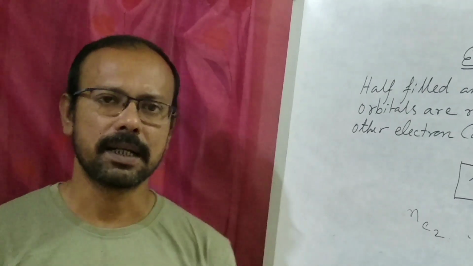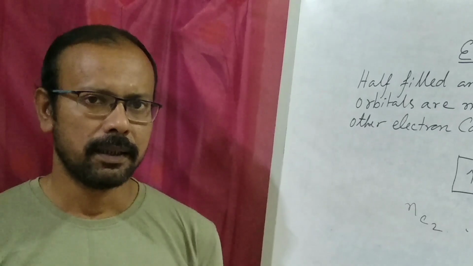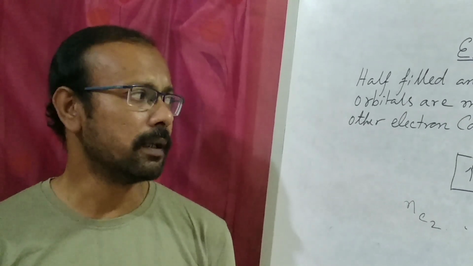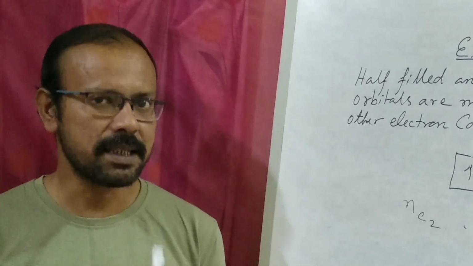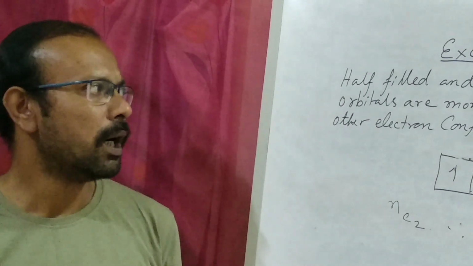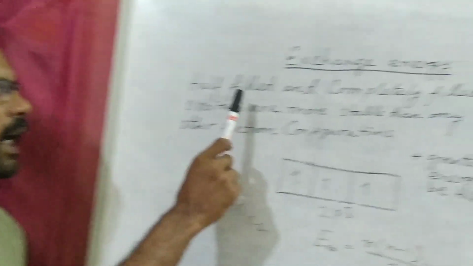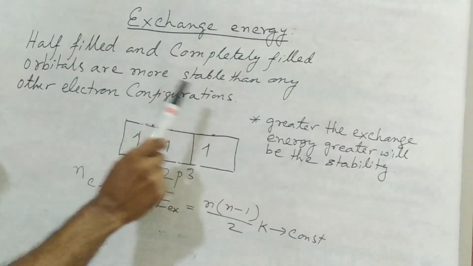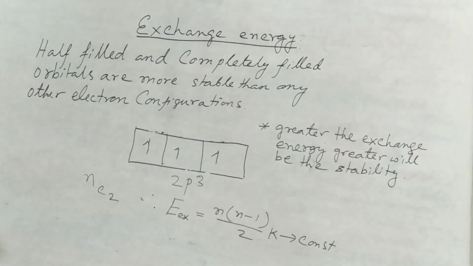Sir's chemistry classes. Today it is the fourth session of structure of atoms, and we will learn an interesting thing called exchange energy, which is the basis of Hund's rule of maximum multiplicity. So in the first session we have already learned that half-filled and completely filled orbitals are more stable than any other electron configurations. Now, why is this so? We have to understand it.